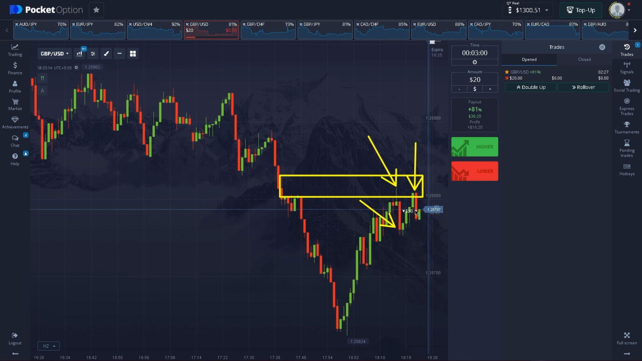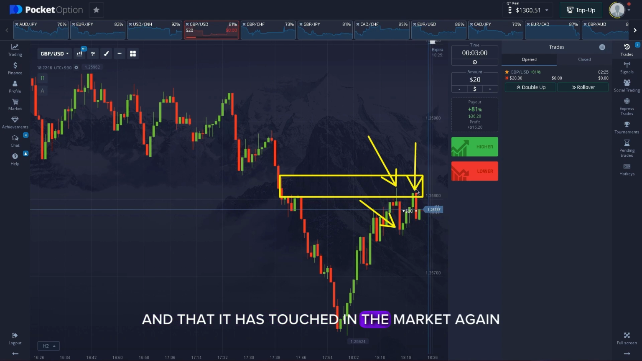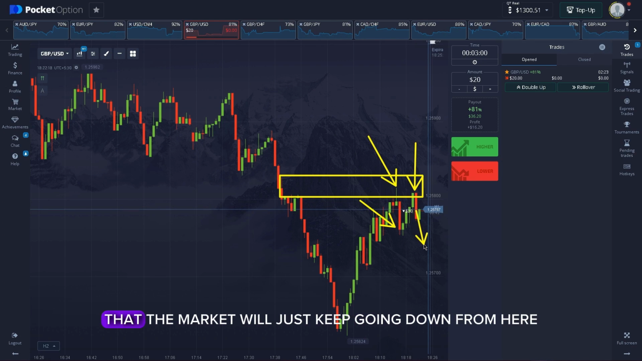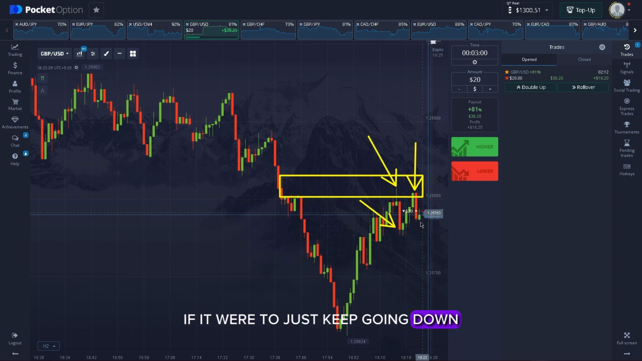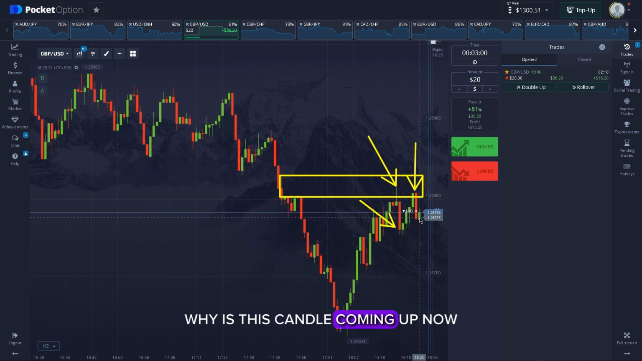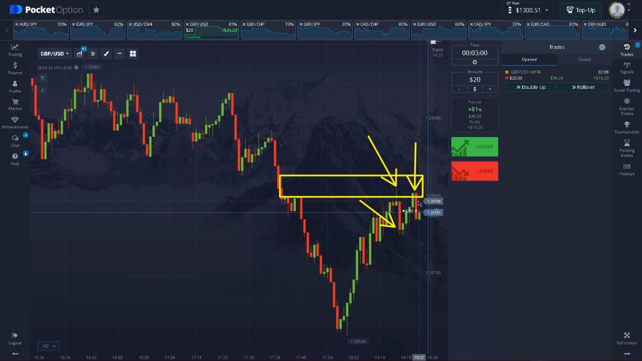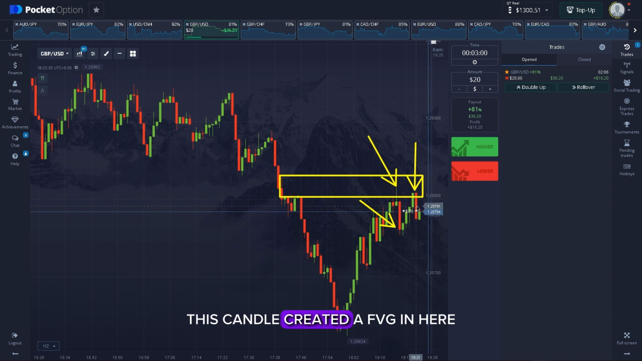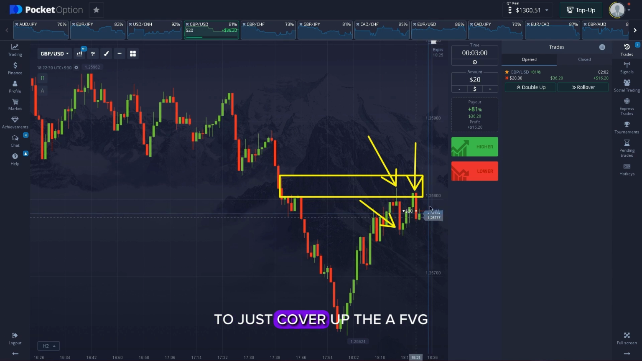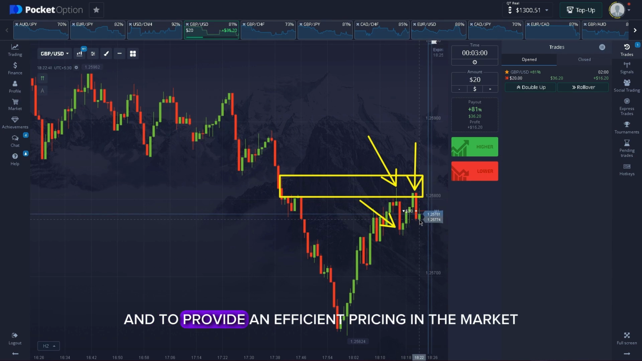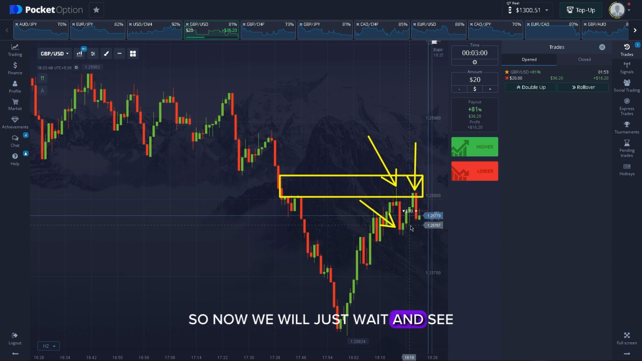Now that it has touched the area again, there's a high probability that the market will keep going down from here. Some people might ask, if it were to keep going down, why is this candle coming up now? It's because this candle created an FVG here, so this candle came in to cover up the FVG and provide efficient pricing in the market. Now we will just wait and see how it goes.